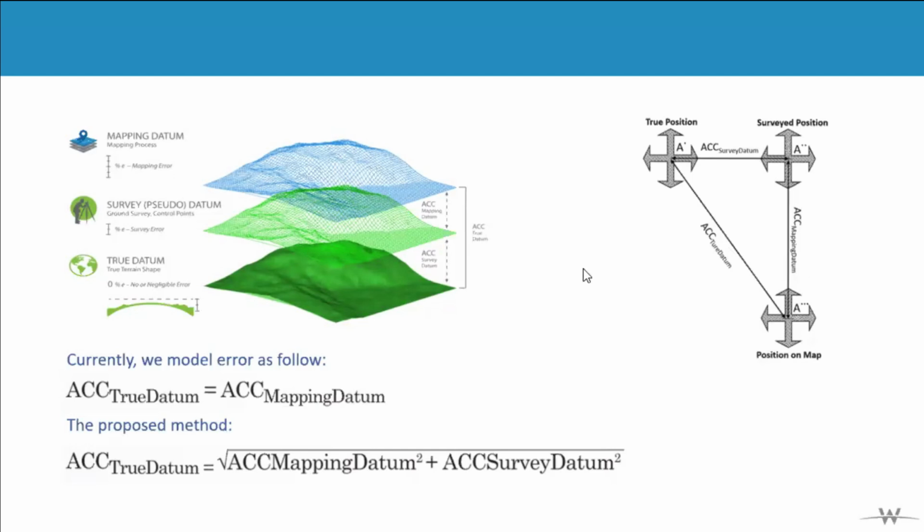So how are we going to calculate it now? The requirement in the ASPRS standard: the real accuracy will be the mapping to the mapping datum, which is the old way we did it, which is this part, plus this part, the survey datum, which is the difference between the pseudo datum and the true datum, under the square root.